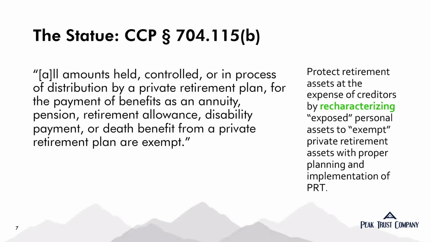So the statute, when we go through the statute, look, this is a potent statutory exemption. It's unrivaled. It allows California residents to convert their exposed personal assets to exempt private retirement assets, and therefore it shields the exempt assets from creditors if the private retirement plan is principally or primarily designed and used for retirement purposes. Remember the exceptions we talked about in part one to the protection are the IRS, family, spousal, and child support obligations. Again, those are public policy exceptions.